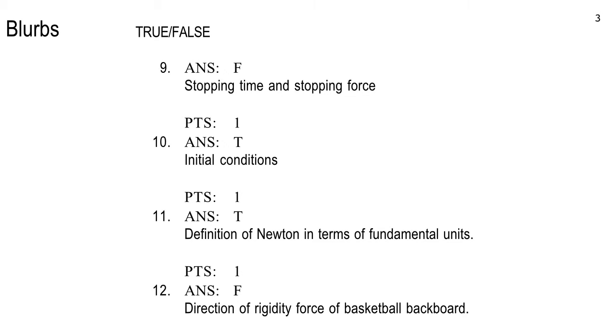Here's what the true-false part of the, at least the first 4 items of the blurb look like. I think this is for Form A. And so it tells you that number 9 in Form A was about stopping time and stopping force. It doesn't give you the verbatim question, but it does give you a short blurb, as I phrase it, that tells you the basic topic of each question, including the ones that you get wrong. All right, so number 10 is initial conditions. Number 11 is definition of Newton in terms of fundamental units, etc., etc.